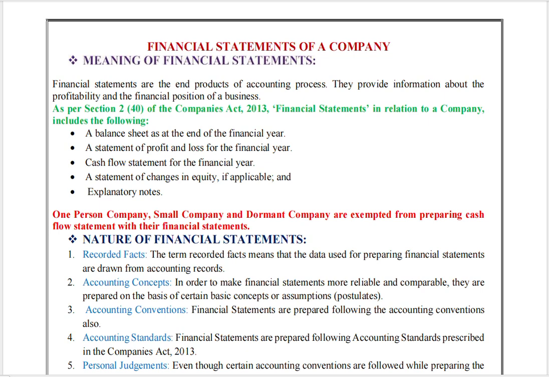So part B, which is basically analysis of financial statement, and it's chapter number 1, financial statement of a company. So first of all, we will discuss the meaning of financial statement.